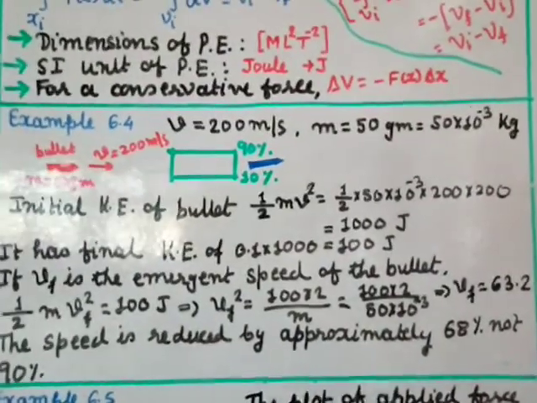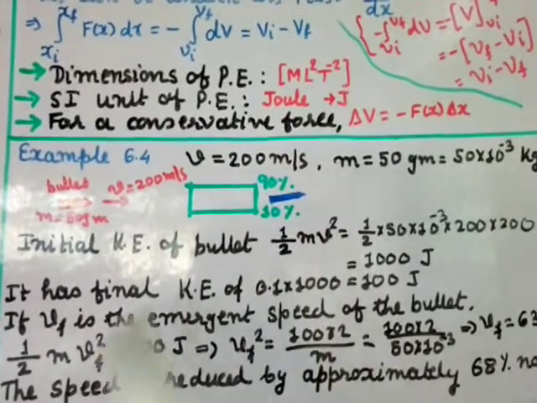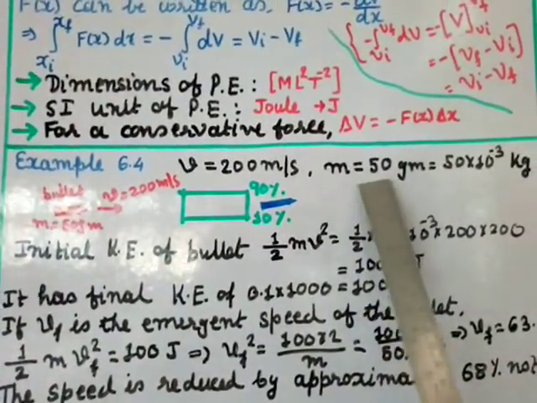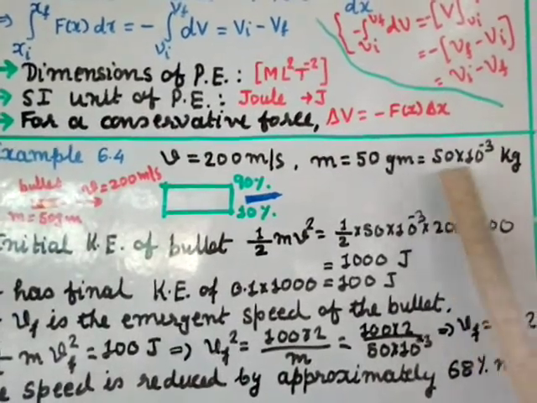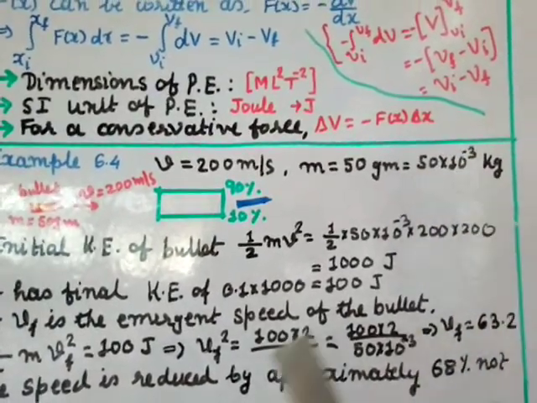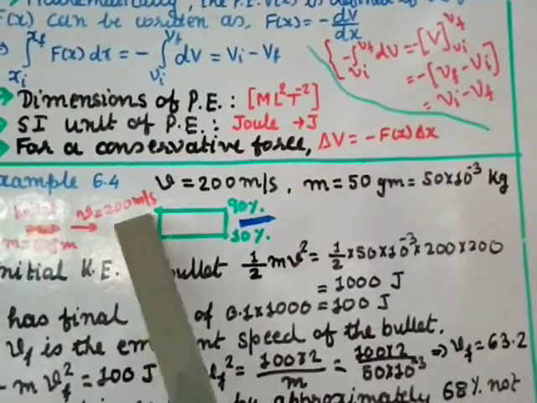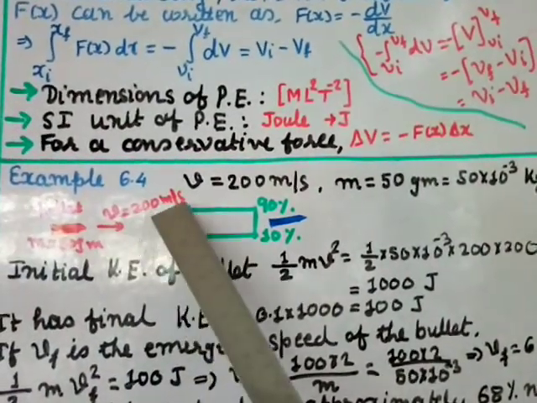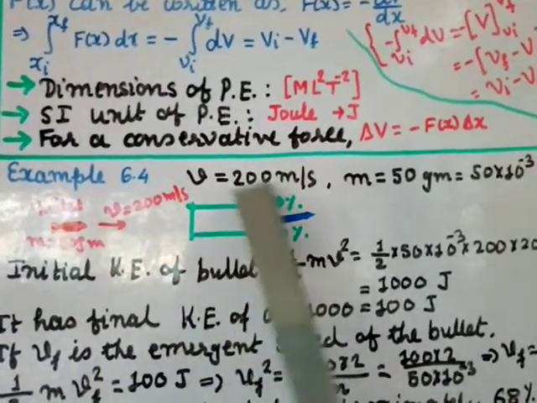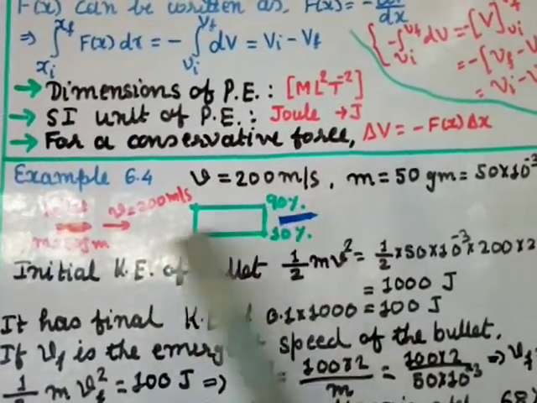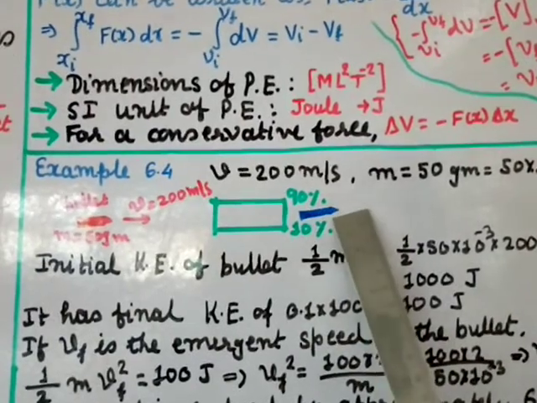We are given in the question V is equal to 200 meter per second, and the mass of the bullet is 50 gram, converted to kg by multiplying by 10 power minus 3. So 50 into 10 power minus 3 kg. Now here the bullet is coming with the given velocity of 200 meter per second and the given mass, and it is striking the plywood and emerging out.